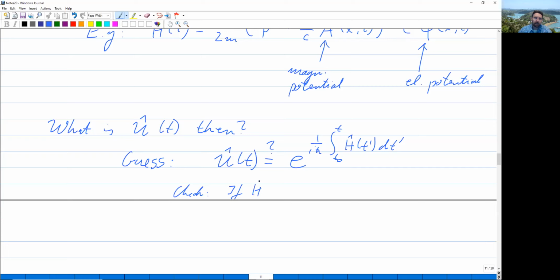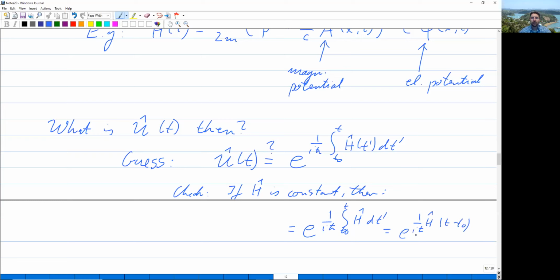If H hat is constant, then we have that this is equal to e to the power of 1 over i h bar integral t naught to t of H hat dt prime, but that's simply e to the power of 1 over i h bar H hat and then t minus t naught, right? So this is what we had before.